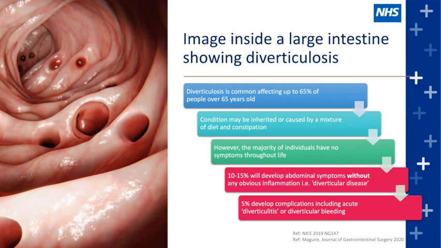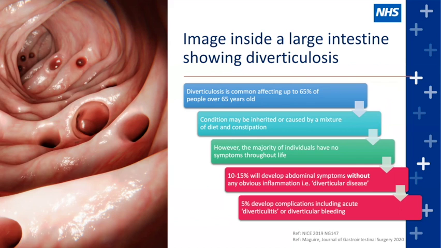The presence of the pockets can affect up to 65% of people over the age of 65, so it can be well thought of as being wear and tear of the bowel. There's no doubt that it can run in families, so there may be a genetic component, and there is also an effect of diet and constipation, but most people don't have any symptoms from these at all.